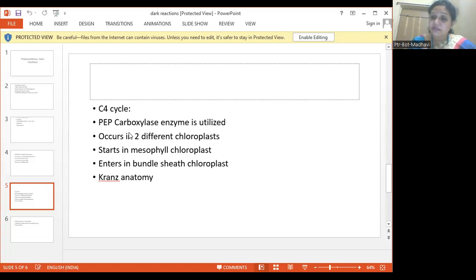In these C4 plants, the bundle sheath cells usually should be colorless, but here they have the green color because of the presence of very big oval-shaped chloroplasts in them. That type of arrangement of the chloroplast in the bundle sheath cells is called the Kranz anatomy. Okay, that looks like a garland-like occurrence.